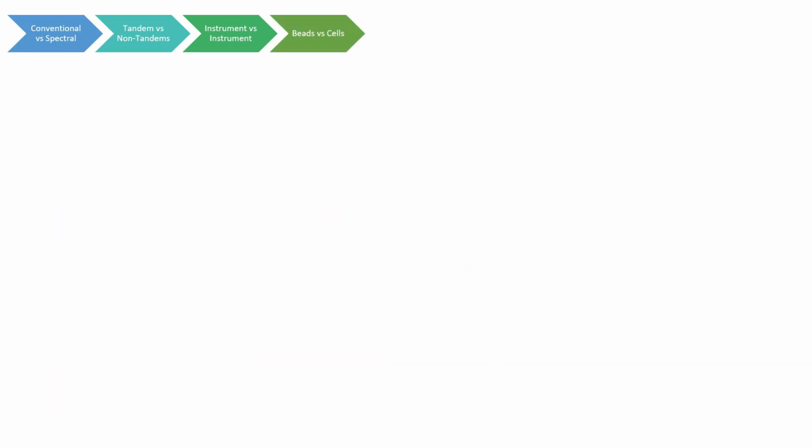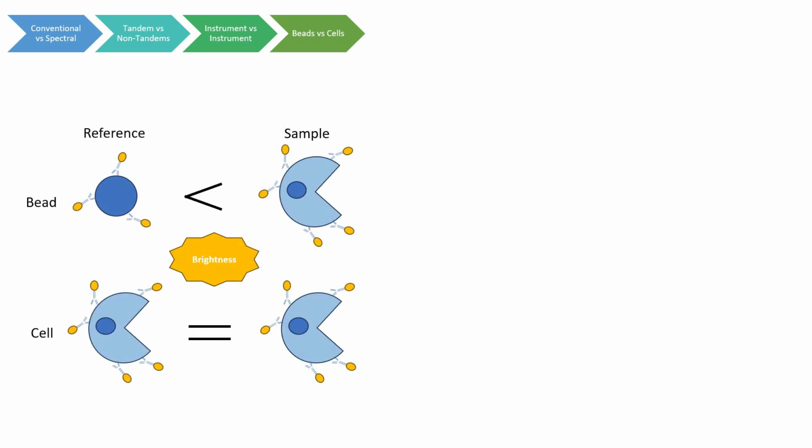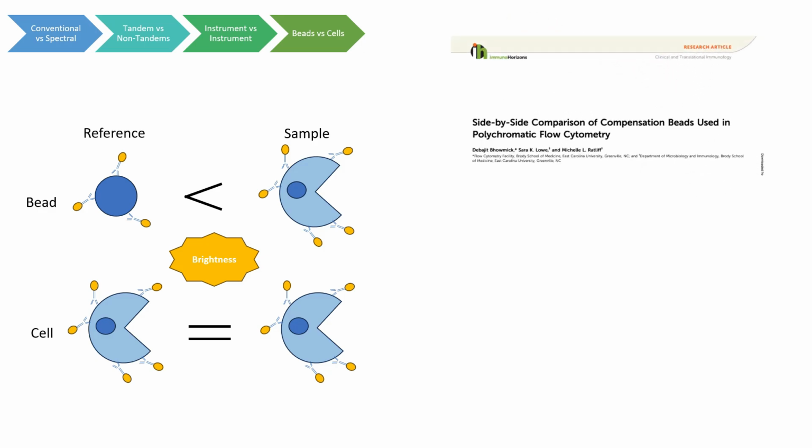Finally, I want to mention beads versus cells in terms of identity. There are benefits to using cells or beads in your references. It is really dependent on a variety of factors. Brightness of your reference is extremely important, and beads are not always the brightest. Your cell antigen density may be higher than the binding sites on the beads. Additionally, a paper was published this year suggesting that some beads can alter the signature of some fluorochromes.